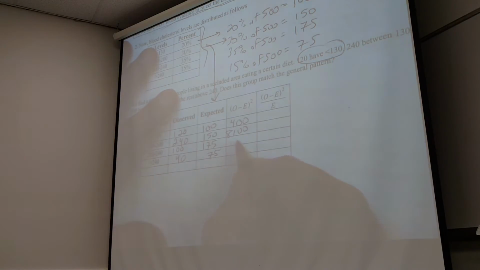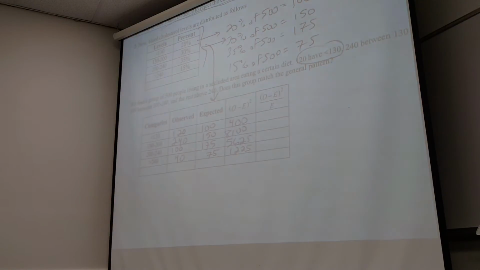75 squared is 5625. And then this will be 35 squared, 1225. Let me stop there for a second. Everybody see how that's arrived at?